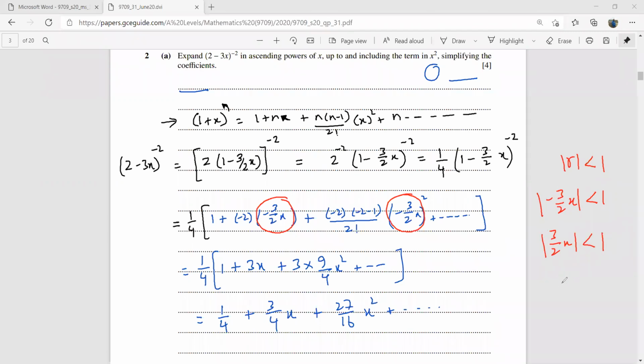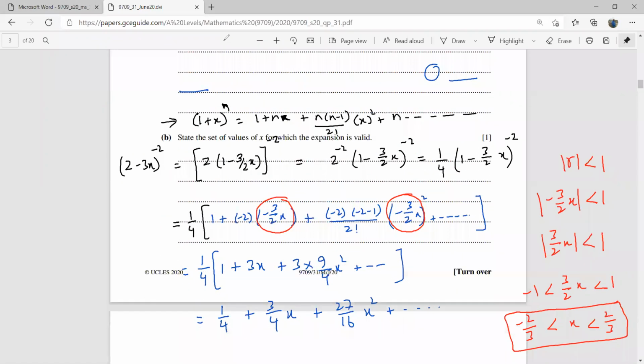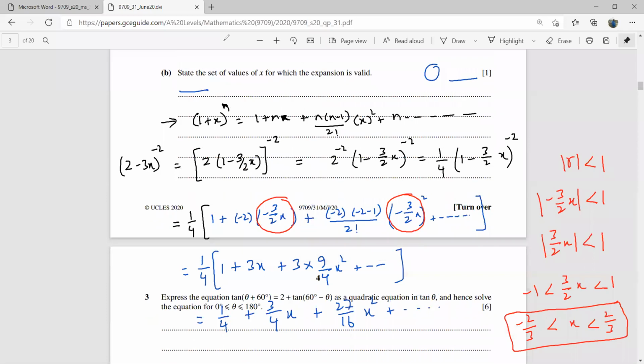That is the condition. And if you want to remove this inequality sign, this would be between minus 1 and 1, and this x should be between minus 2 over 3 and 2 over 3. He says, let me use his own wordings, state the set of values of x for which the expansion is valid. So this expansion is valid if you have x between minus 2 over 3 and 2 over 3.